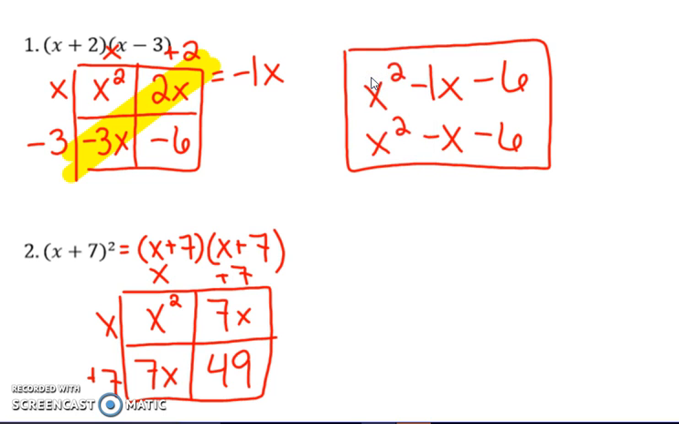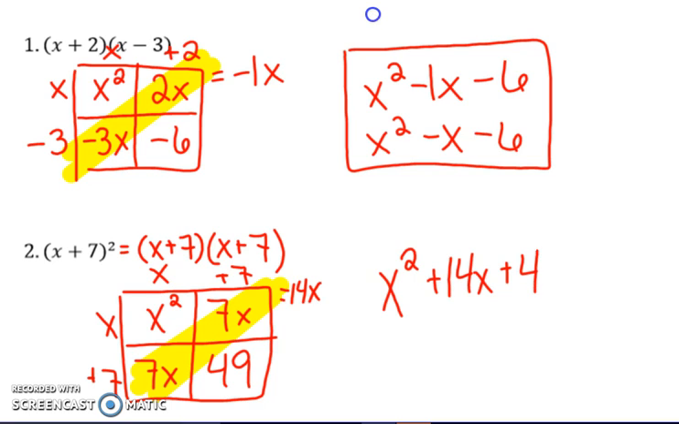From here, we still want to combine our like terms, so I'm still going to combine my diagonal. Well, 7x and 7x give us 14 x's. Now I can create my answer since I have no other terms to combine. I'm going to be left with x squared plus 14x plus 49.